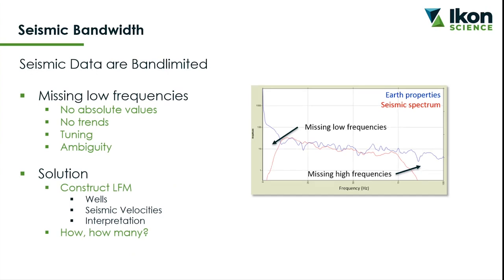So seismic data are, of course, band limited in nature. And that means that they're missing the low frequencies. And because those low frequencies are missing, it means that we can't directly get to absolute values from the seismic data. We can't establish or develop trends from the data. It means that there is significant tuning present in the data from constructive interference across different geological interfaces. And of course, that means that there's significant ambiguity in the amplitude responses and the reflection responses that we're looking at.